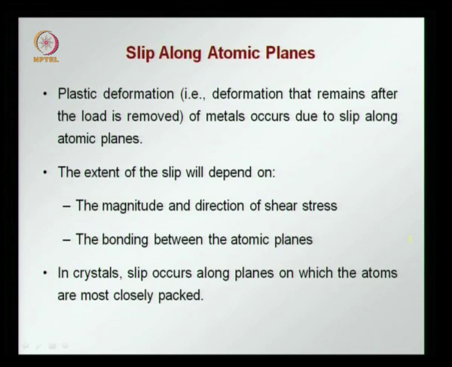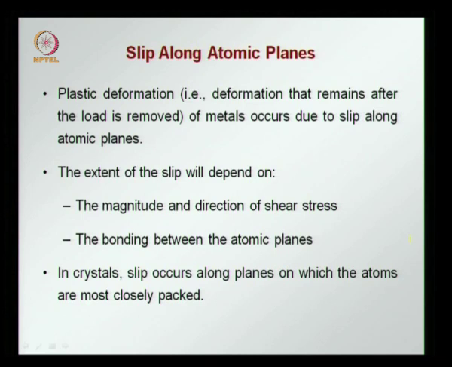Starting with slip along atomic planes, we have what is called plastic deformation, that is permanent deformation, or deformation that remains after the load is removed in metals due to the slip along the atomic planes. Remember, a couple of slides back we looked at elastic deformation, where when we remove the load the atoms return to their original locations and there is no deformation that remains after the load is removed.